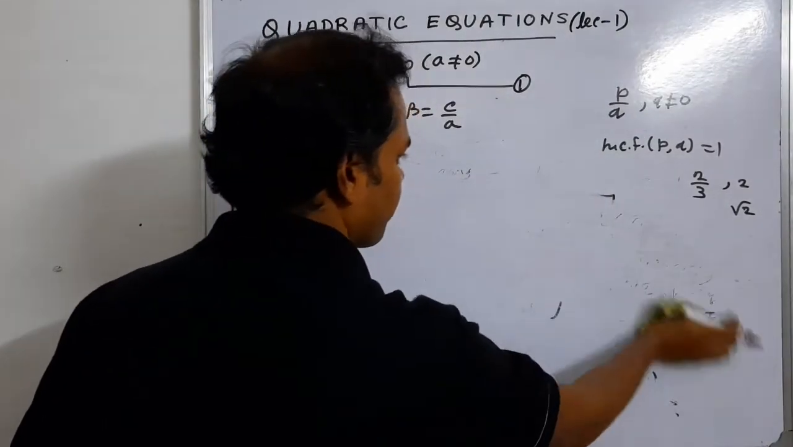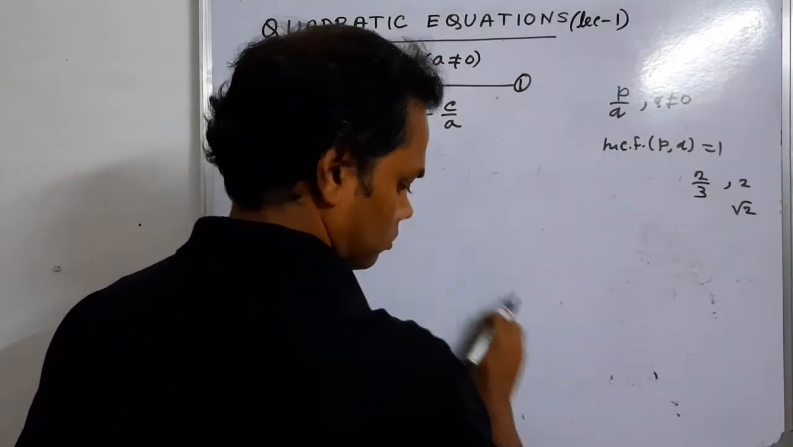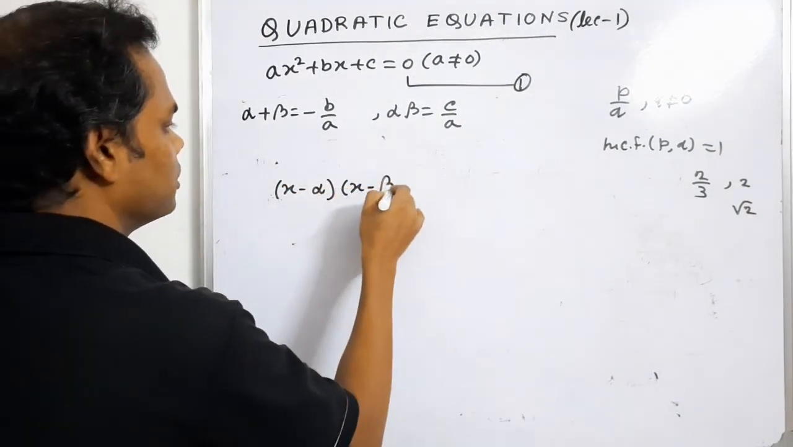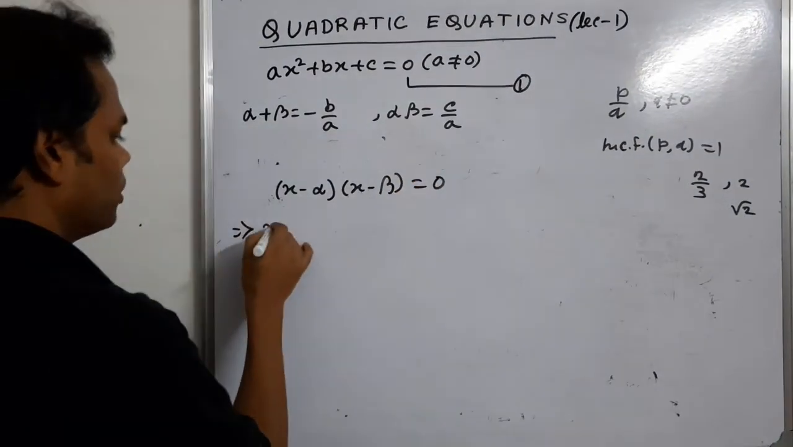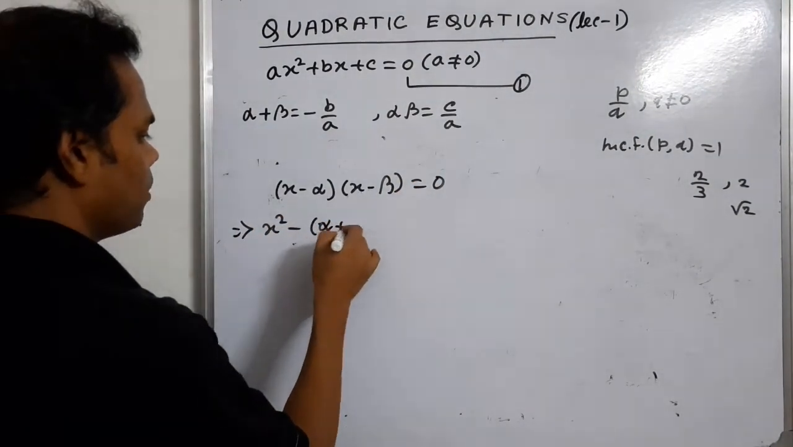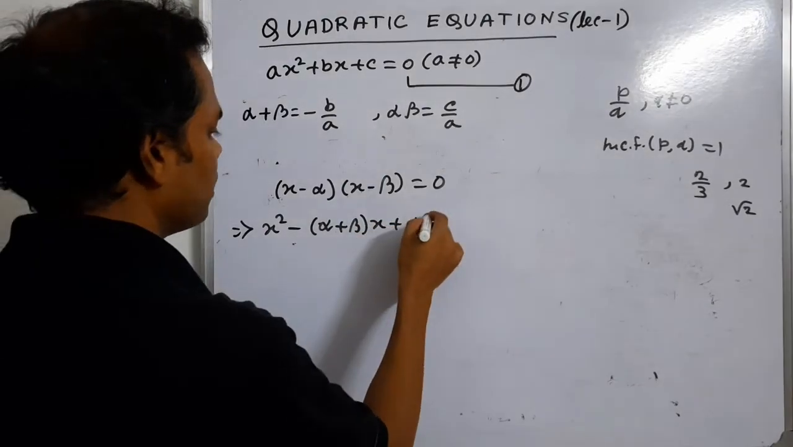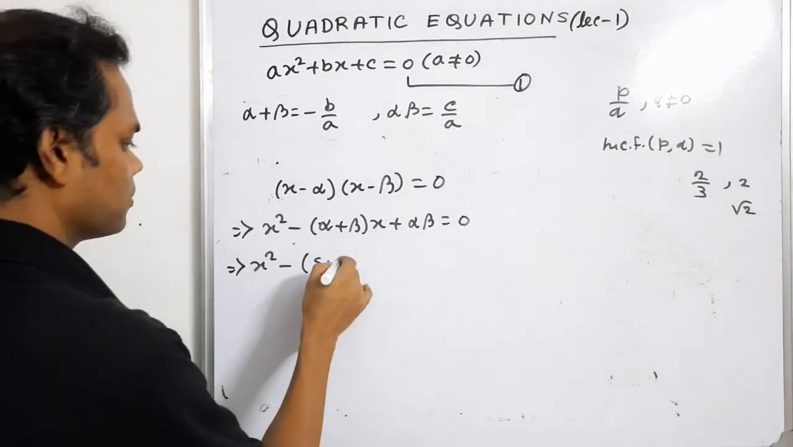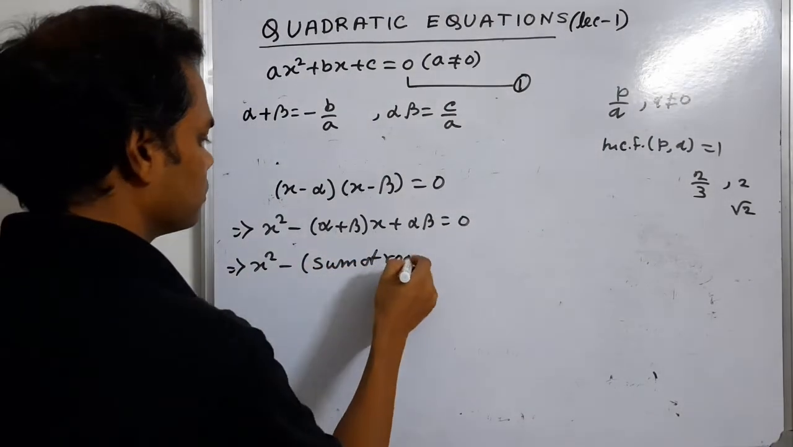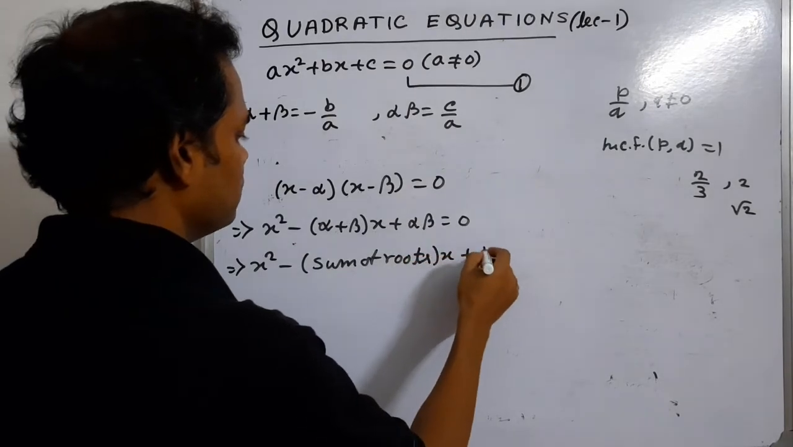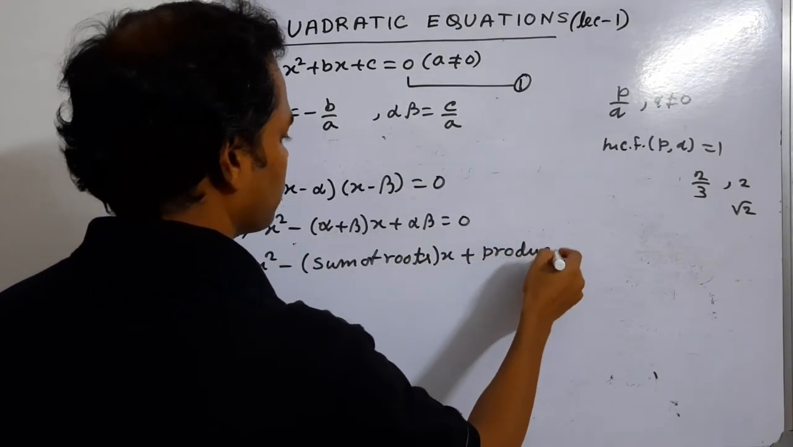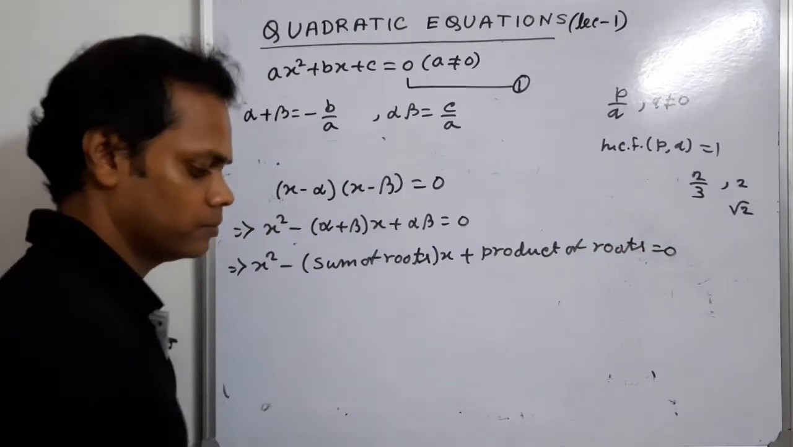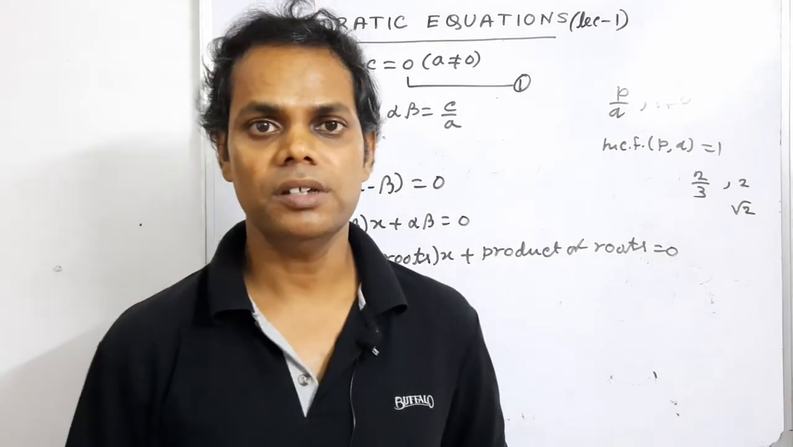Now, if the roots are known, then the equation is x minus alpha into x minus beta equal to 0, or it can be written as x square minus alpha plus beta into x plus alpha into beta equal to 0, or it can be written as x square minus sum of roots into x plus product of roots equal to 0. In the next video on this topic we discuss sums.